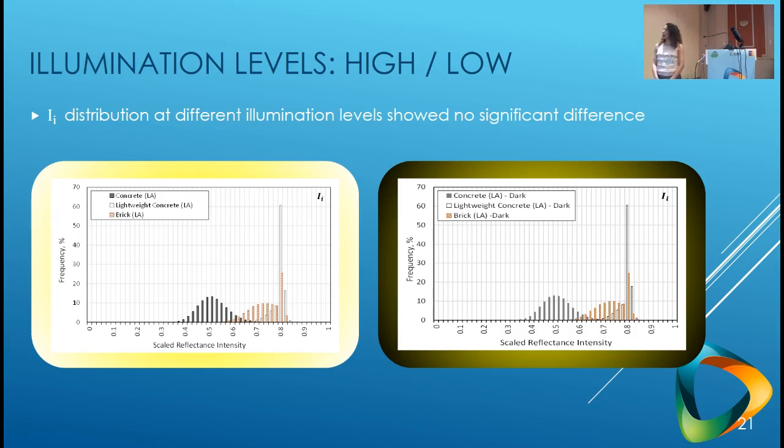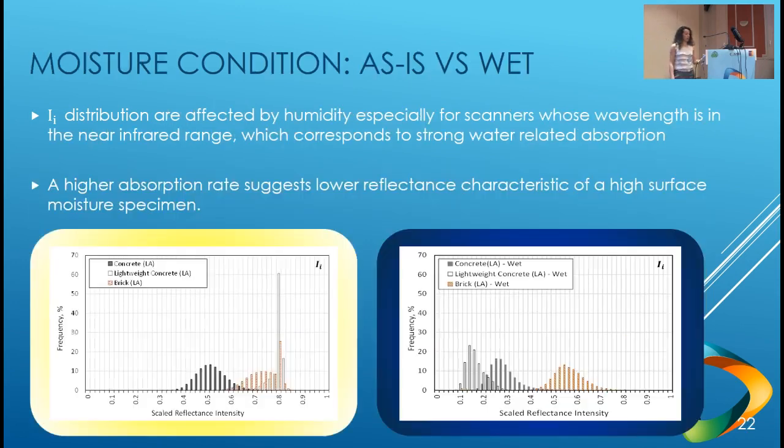For high and low illumination, on the left is the original, and on the right is under low light conditions. We have seen that different illumination levels show no significant difference. It's also a benefit of laser scanning that it doesn't require light like cameras to capture data. Since it has its own source for emitting the laser beams, we were able to capture the same signature without light in the room.